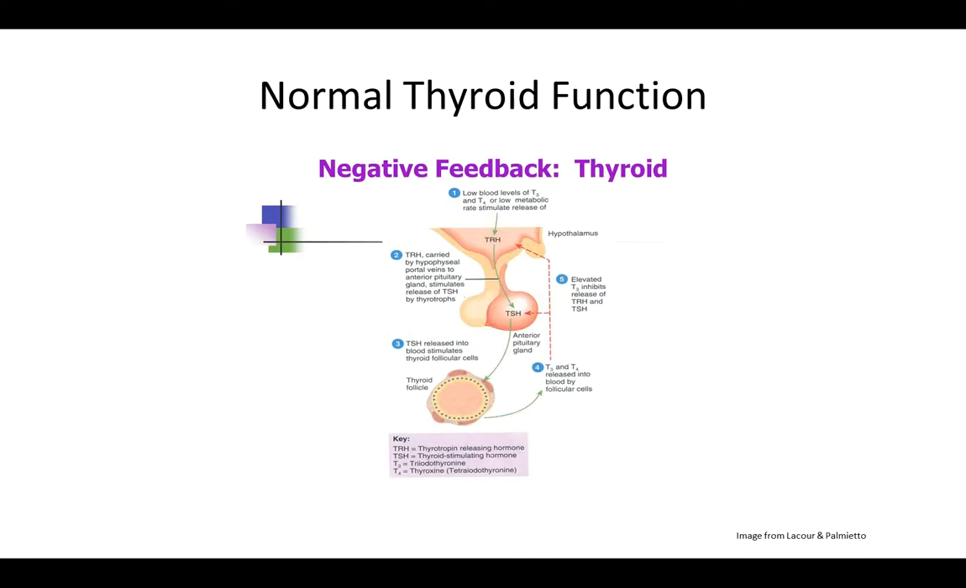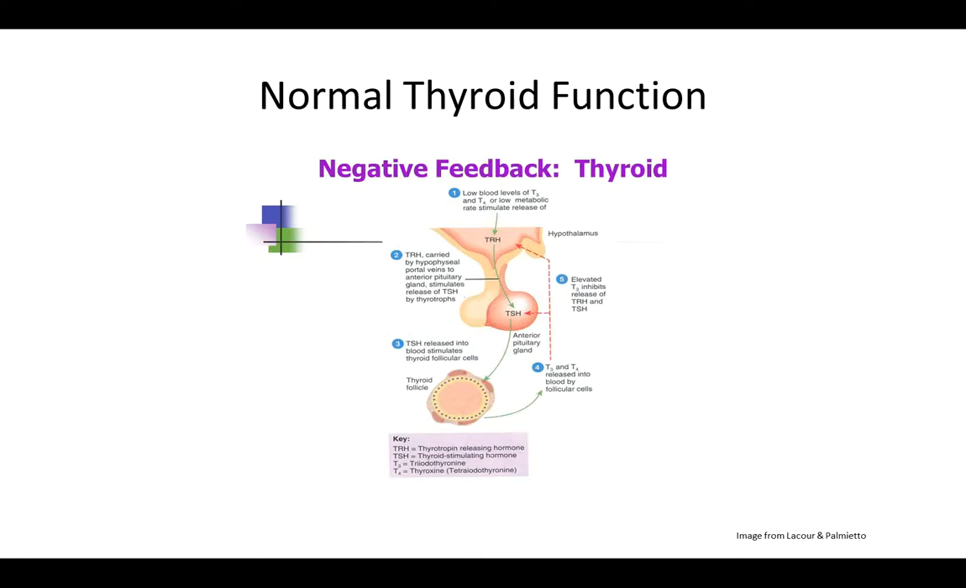So as the hypothalamus recognizes the need for higher levels of T3 and T4, it will release a hormone called thyrotropin releasing hormone. And this stimulates the anterior pituitary to release a hormone known as TSH, or thyroid stimulating hormone. That TSH then stimulates the thyroid to release T3 and T4. T3 is also called triiodothyronine, so tri being 3, and T4 is also called thyroxine.